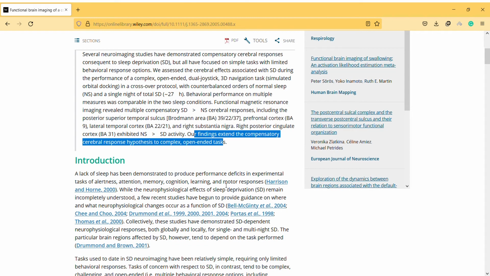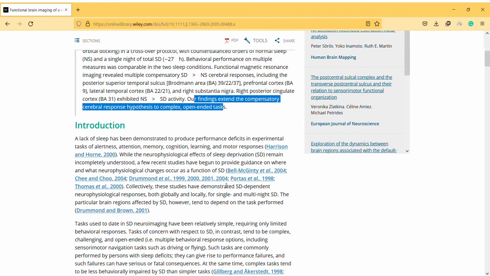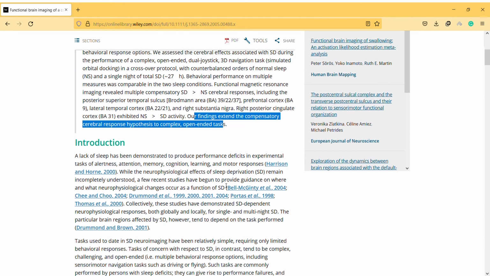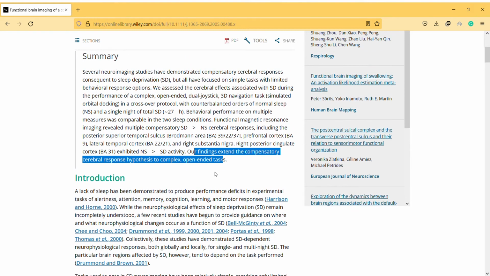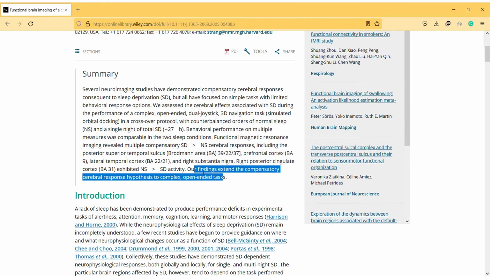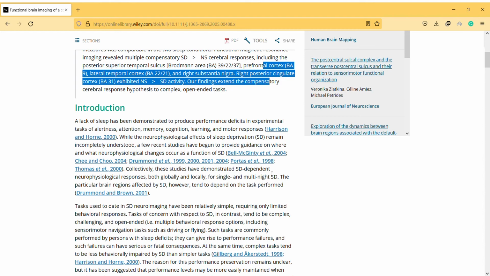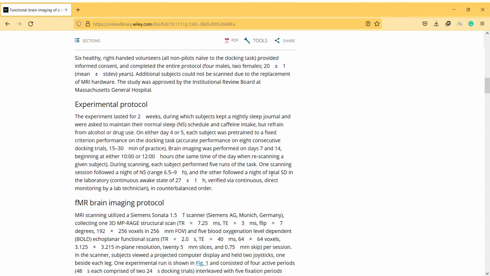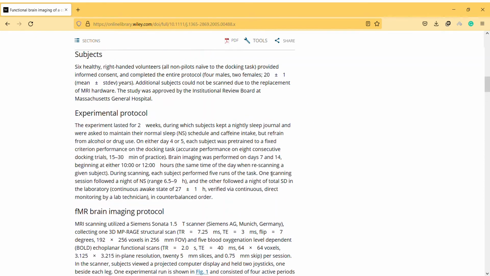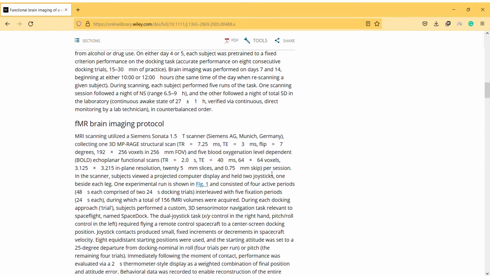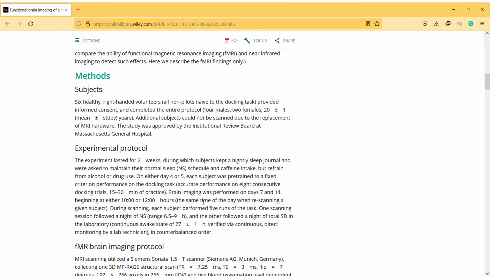So this is the result of the study. They seem to focus on cerebral response and cerebral response change, especially in those areas of the brain. So if you are more interested in reading this article, you can read the introduction, and by reading the methods you can learn more about how to conduct this study.